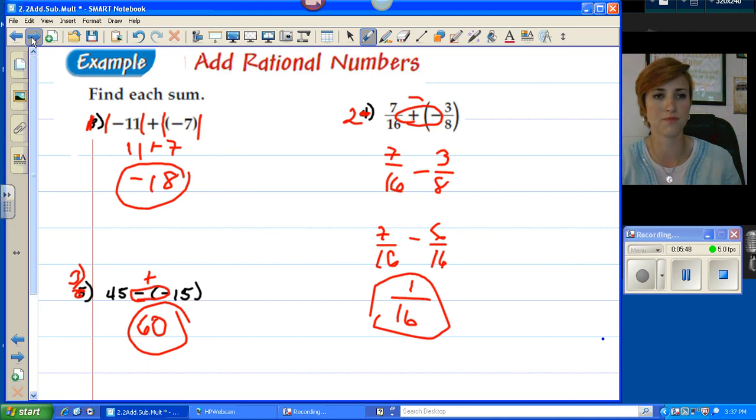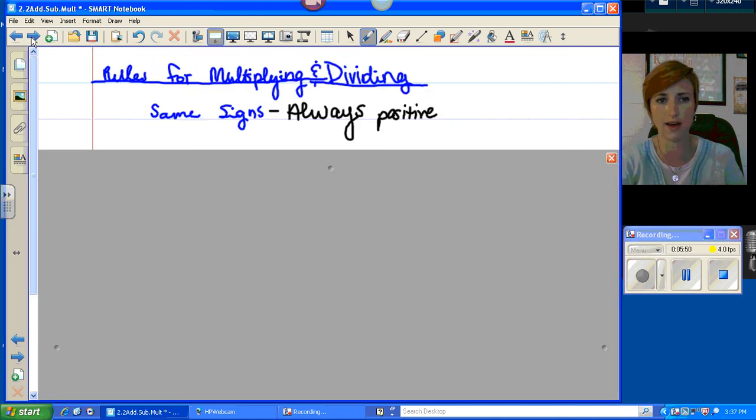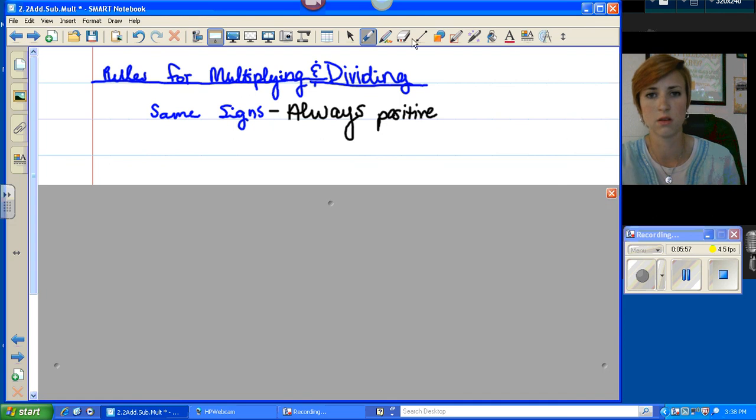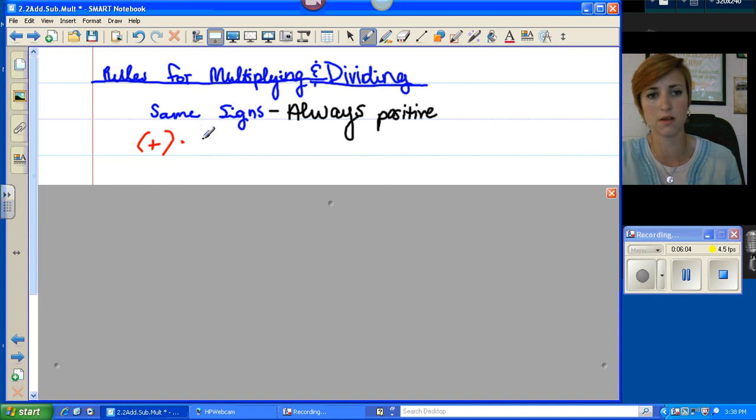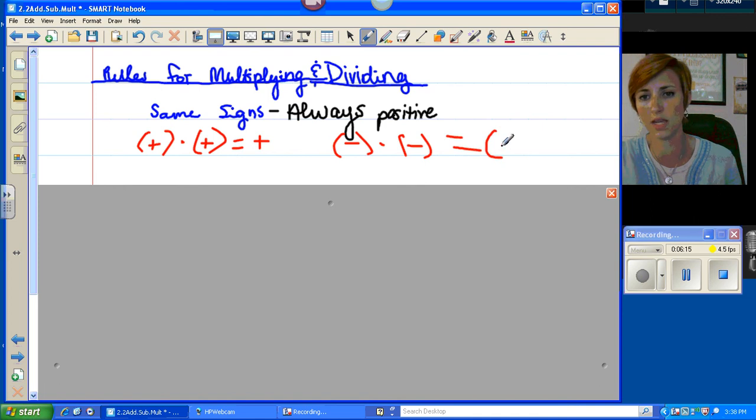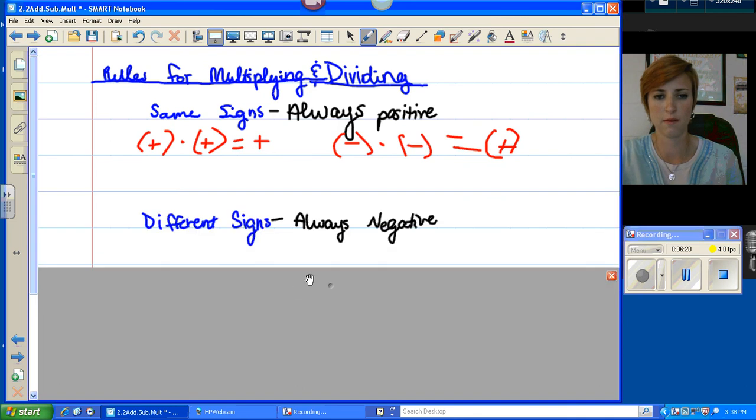Next, let's look at our rules for multiplying and dividing. And rules for multiplying and dividing are the same. So same signs are always positive, which means if I have a positive number times a positive number, my answer is going to be positive. Same way if I have a negative times a negative, my answer is still going to be positive, because when you're multiplying, same signs are always positive.